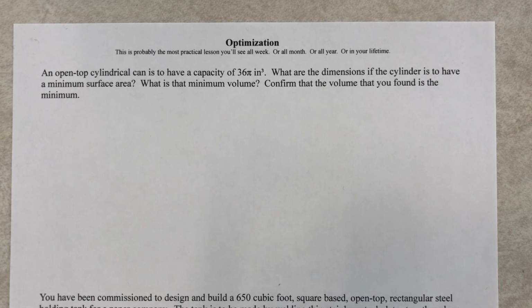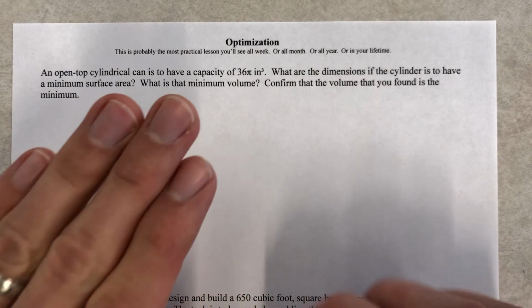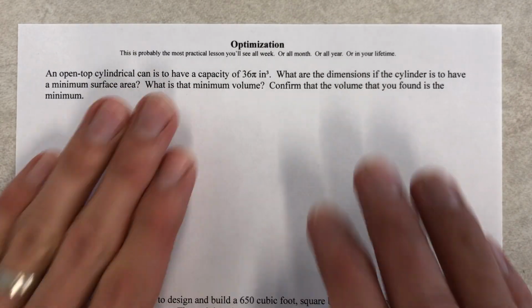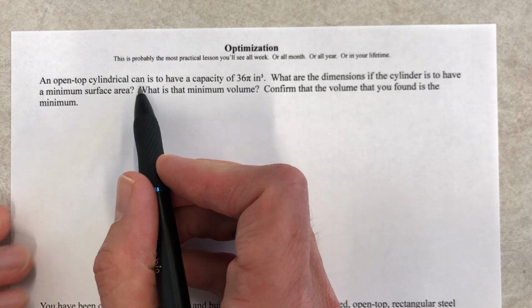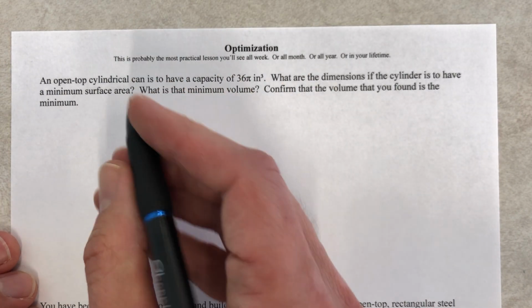Okay, in almost every single optimization problem, we're going to have two formulas. One of them is going to be what you know, and the other one's what you don't know. So let's read the problem with that lens. So an open top cylindrical can, well, I do know the shape of the can. It's going to have a capacity of, oh, I know the volume.